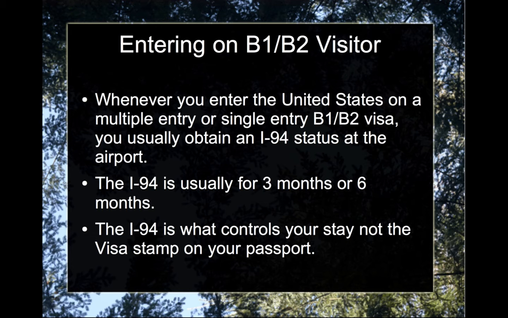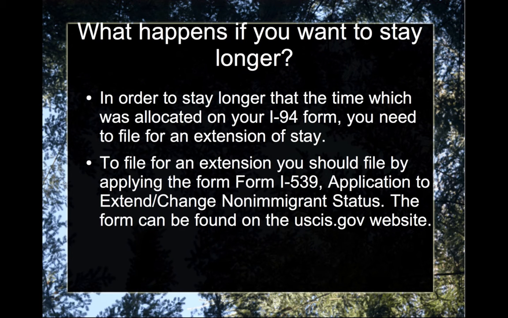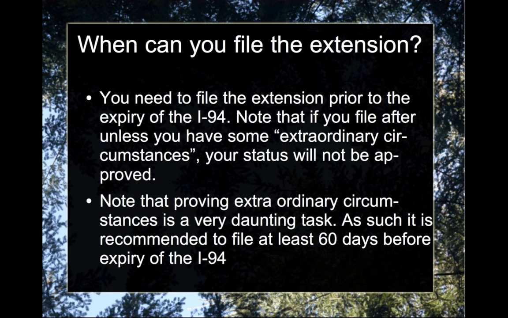So at this point, you're eligible to stay up to 3 months or 6 months, depending on the case. Let's say it is 6 months, but when you reach close to 6 months, or before the 6 months, you decide that you want to stay a little bit longer. In order to stay longer, you have to file an extension of stay, which is the form I-539, application to extend or change non-immigrant status, and that will extend your I-94. You can get this form on the USCIS website. So a few tips.